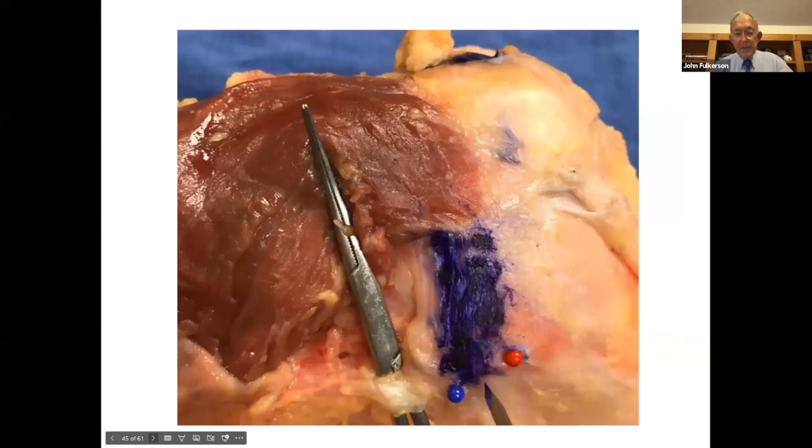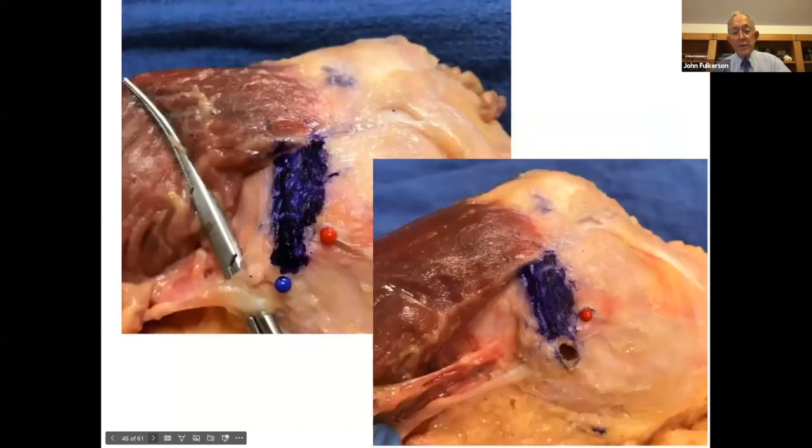There's that tendon, adductor magnus. There's the old medial complex, this cadaver knee. You can see the red arrow on the medial epicondyle, blue on the medial adductor tubercle. Next slide. Go through these pretty quickly.